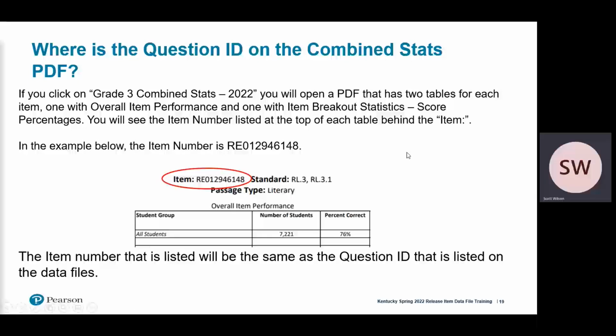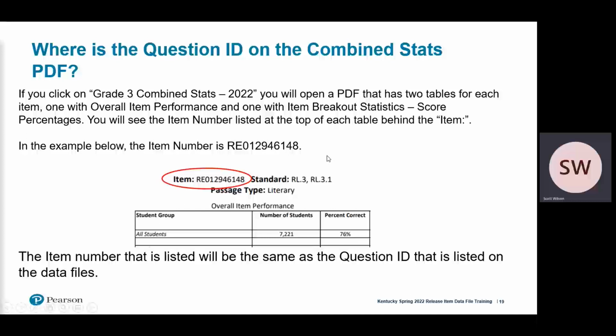Now, if on that same grade 3, instead of clicking on the test book, you click on grade 3 combined stats, you will open a PDF that has 2 tables for each released item. One will be the overall item performance, and one will be the item breakout statistics. You will see the item number again listed at the top of each table behind the word item. So again, in this example, we have the same item number that we had on the previous slide. It is listed right here.